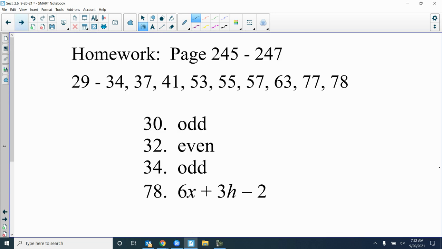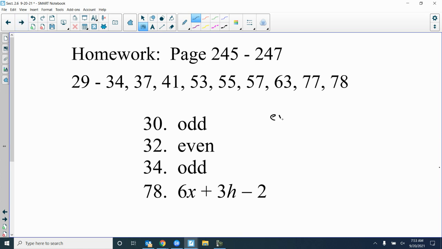Homework-wise, take a look here. I was looking at 77 and 78, and they look good for the most part. Just some minor mistakes here, easily fixable. But make sure 78 is 6x plus 3h minus 2. And for the first group there, you just had to determine whether it was even or odd using symmetry. Is it symmetric about the y-axis? If it was, then it's even. If it was symmetric about the origin, then it was odd. Because remember, you didn't have an equation.